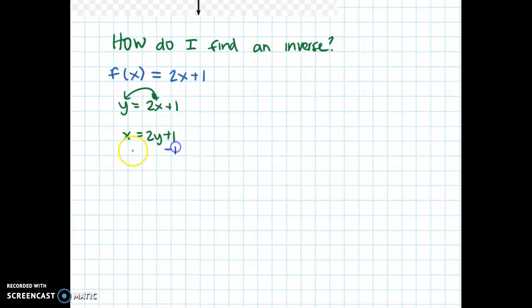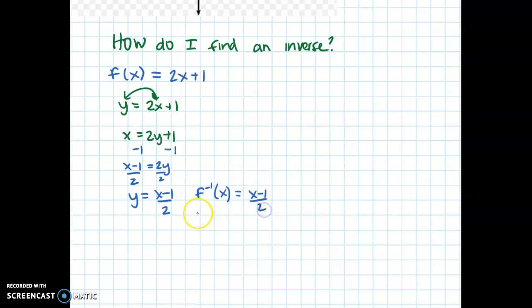Good math students are always going to isolate their y and get y by itself. So you subtract 1, then you divide by 2. So the inverse of this function is x minus 1 over 2. And you would indicate that with the notation f to the -1 of x equals, and that would be your inverse.